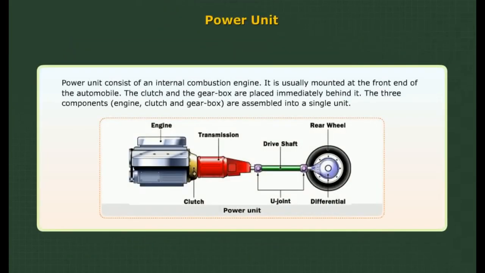Power unit. The power unit consists of an internal combustion engine. It is usually mounted at the front end of the automobile. The clutch and the gearbox are placed immediately behind it. The three components, engine, clutch, and gearbox, are assembled into a single unit.